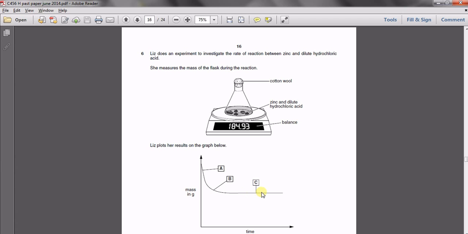At C, all of the zinc has been used up, and so that means that no more collisions can take place, and if there's no more collisions, no more reaction can happen.